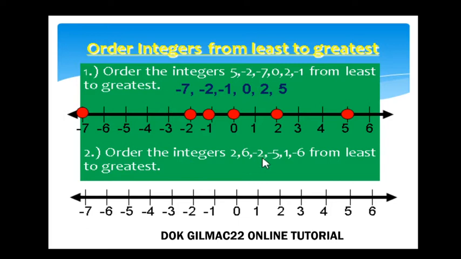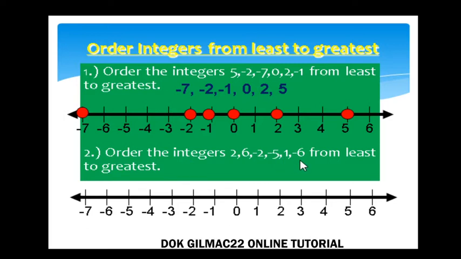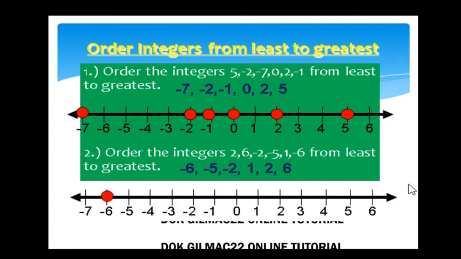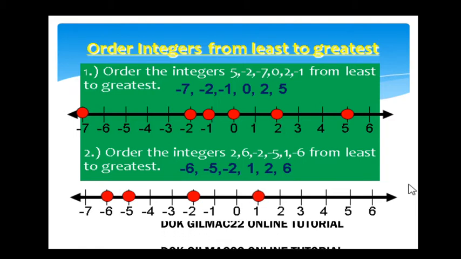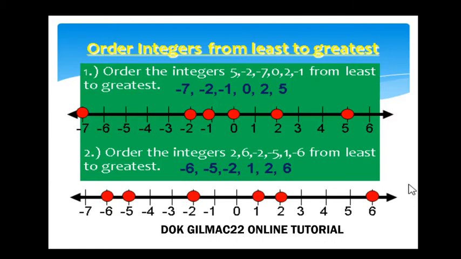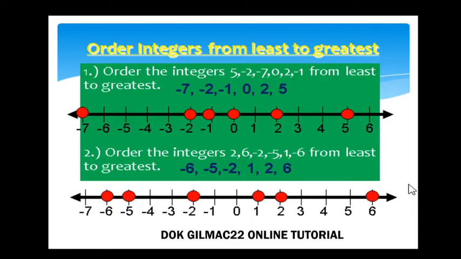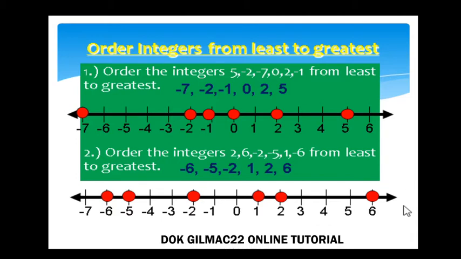Next, number 2. Order the integers 2, 6, negative 2, negative 5, 1, and negative 6. Again, we first arrange the given integers. So we have negative 6, negative 5, negative 2, 1, 2, and 6. Let's plot negative 6, negative 5, negative 2, 1, 2, and 6. So take note of that. That's how easy it is to arrange integers from least to greatest, and also to graph integers on the number line.